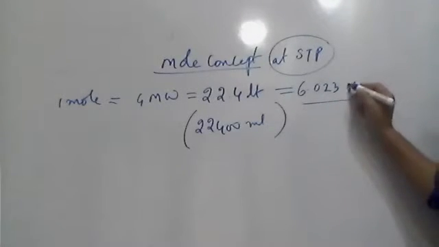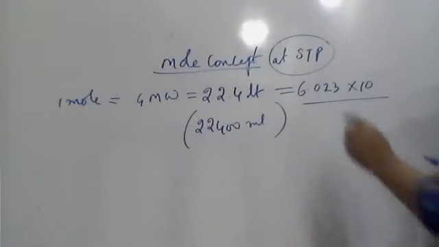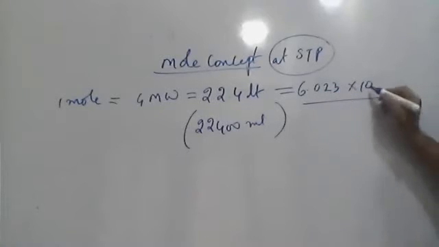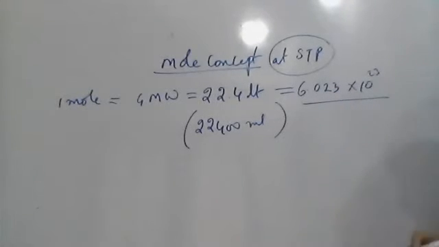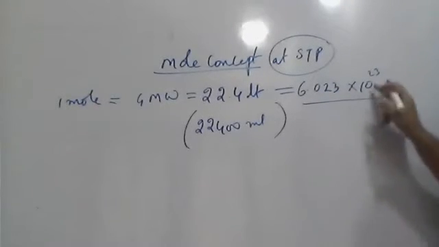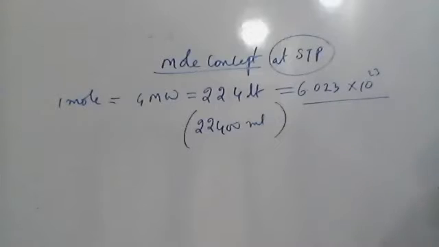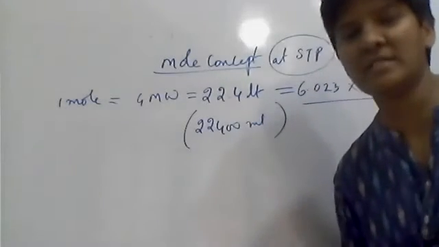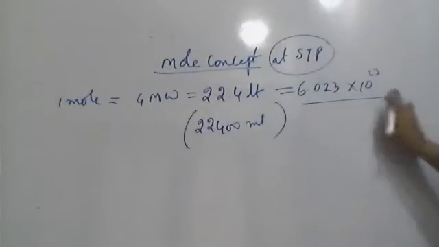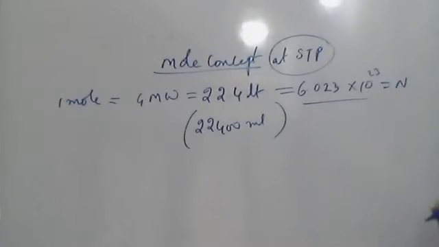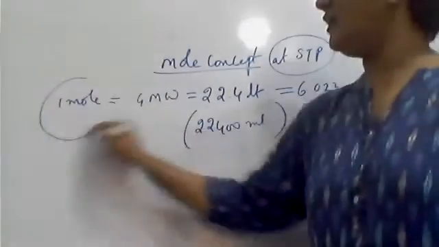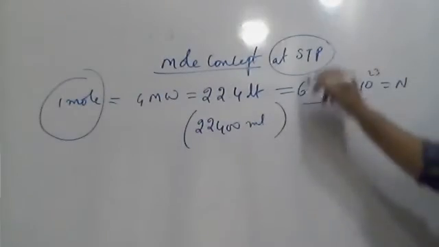6.023 into 10 to the power 23. Is that clear? This is known as the Avogadro number. So 1 mole contains Avogadro number of particles.